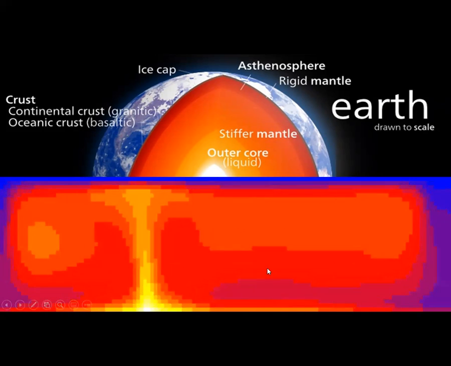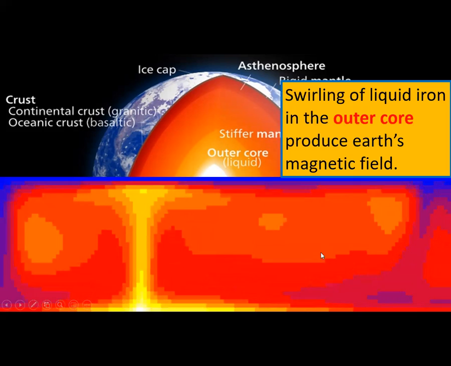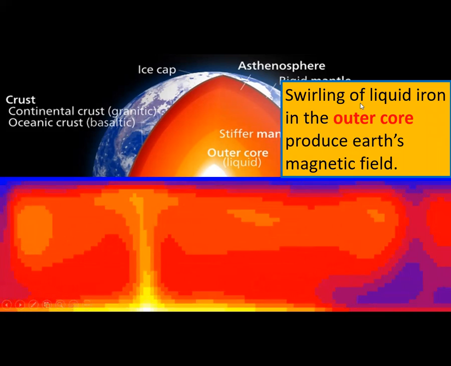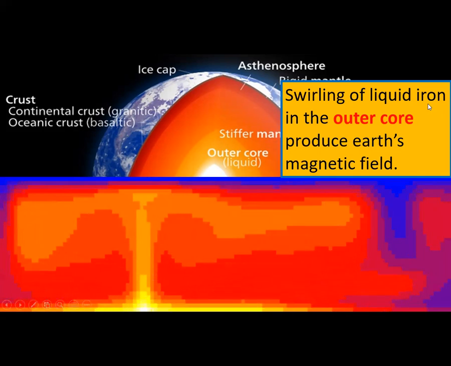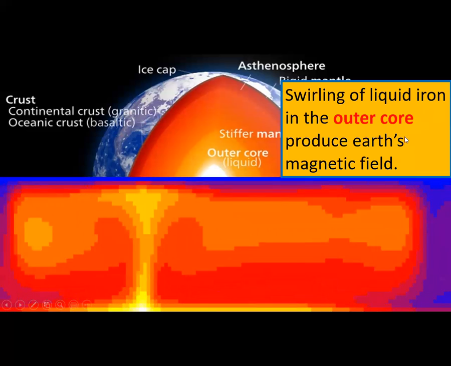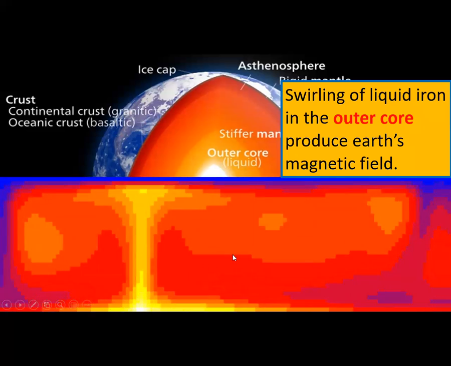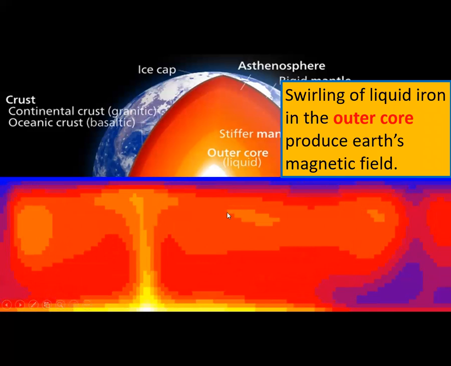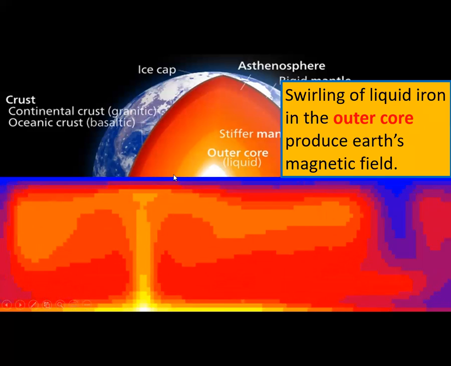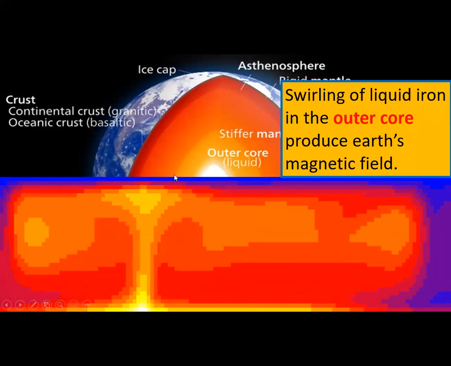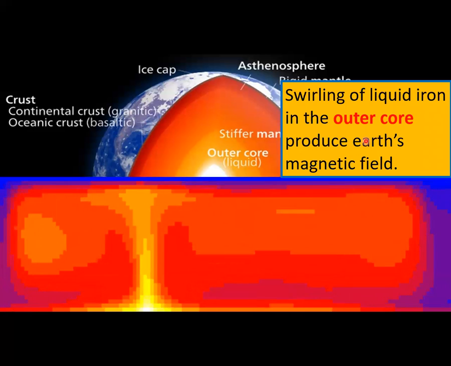Now, the outer core is made up of swirling liquid iron, and this swirling liquid iron is the one that produces Earth's magnetic field. So if this is not here, then Earth will not have the magnetic field. Remember, it's the outer core.